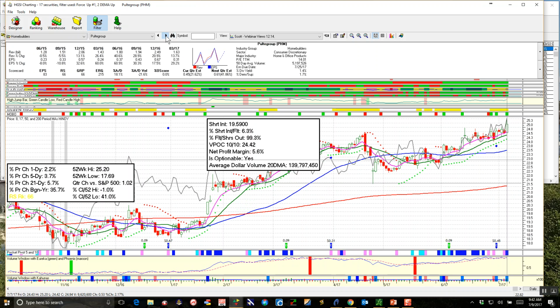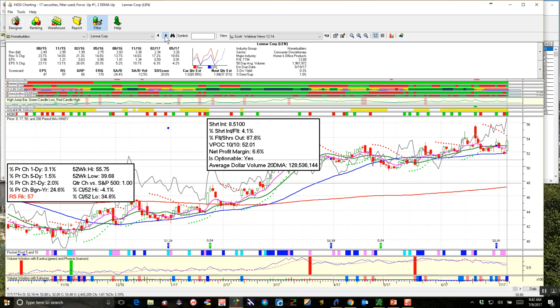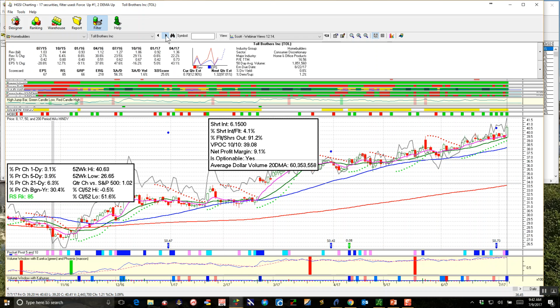Pulte, already broken out and running. Lennar, ready to run in green. Kahuna, right below the PSAR dot. Toll Brothers. What a beautiful chart.